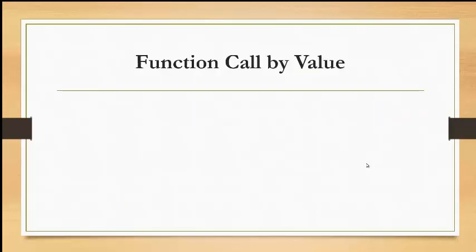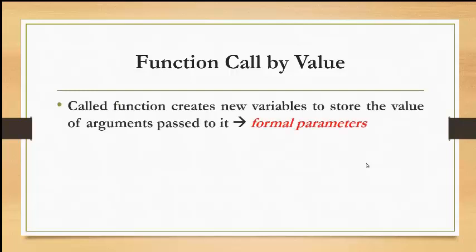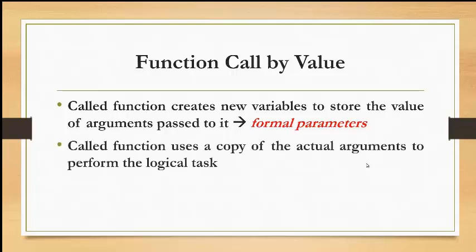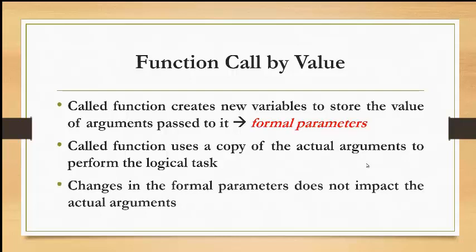Before we move to the examples, first let us understand what happens in function call by value. In the called function, it creates new variables to store the value of the arguments passed to it. Whatever value is passed in the name of the argument from the calling function, the called function creates new variables, and these variables are called formal parameters. A copy of the actual argument is taken by the called function in order to perform the logical task, and any changes in the formal parameters will not impact the actual arguments. We'll see an example so that you can clearly understand this concept further.